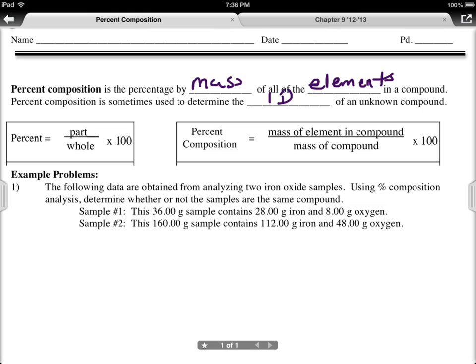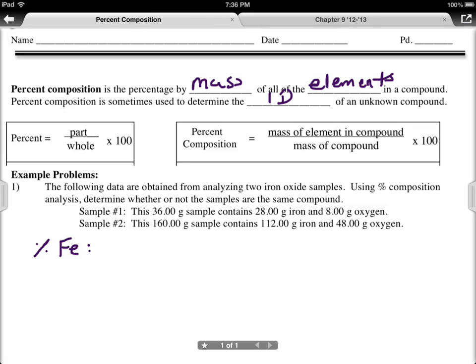Here's a sample problem. The following data are obtained from analyzing 2 iron oxide samples. So these might be rocks that a geologist has picked up. Using percent composition analysis, determine whether or not the samples are the same compound. I give you information about 2 samples. I tell you how much each one of them weighs, and I tell you how much iron they both have in them, and how much oxygen they both have in them by mass. I'm going to figure out the percentage of iron in both compounds, and then I'm going to compare those percentages to see if the 2 iron oxide samples are the same.